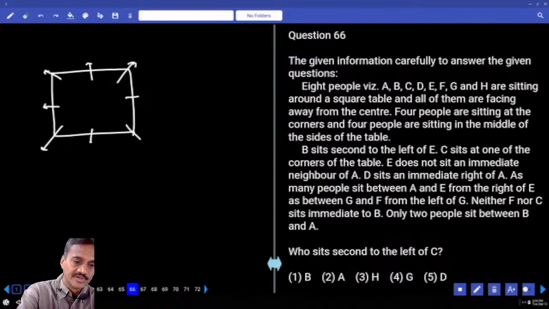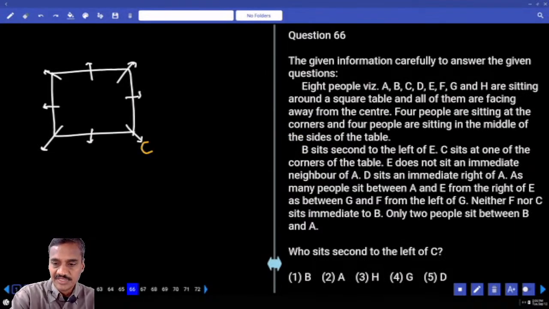Clear? Then coming to condition number 1. B sits second to the left of C and C sits at one of the corners of the table. As C is at one of the corners of the table, let us fix C at this place. B sits second to the left of E, E is not an immediate neighbor of A, and D sits to the immediate right of A. As many people sit between A and E from the right of E as between G and F, left of G. Neither F nor C sits to the immediate right of B. Only 2 people between B and A, isn't it? Now here, there is no other information related to C at all, isn't it?